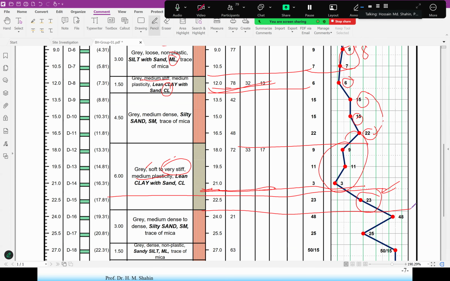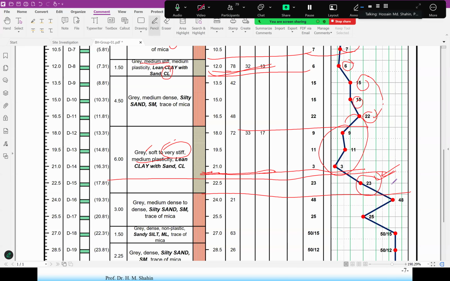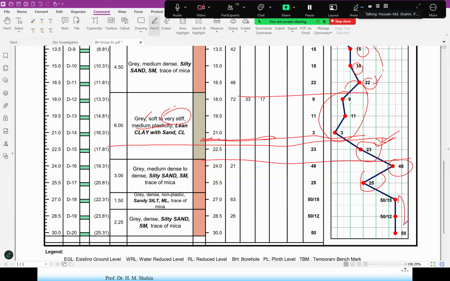Only another division you can get. SPT value 23. Then make it average for this one, 48 and 26, and this 50. 50 and 15, what does that mean? Here 15 means you get 50 blows for 15 millimeter settlement. And 12 millimeter settlement like this 50. So this 50 we use as the SPT value, 50 in fact.